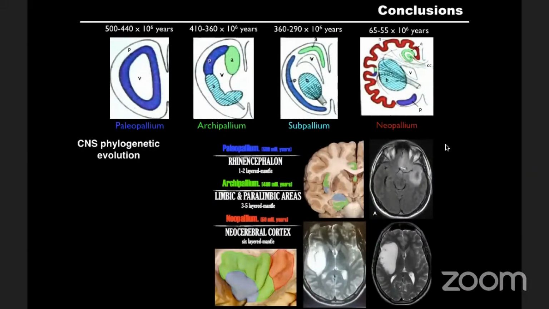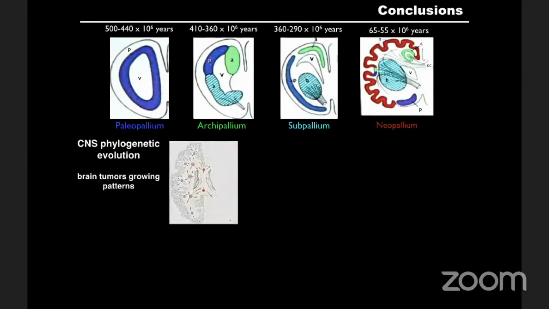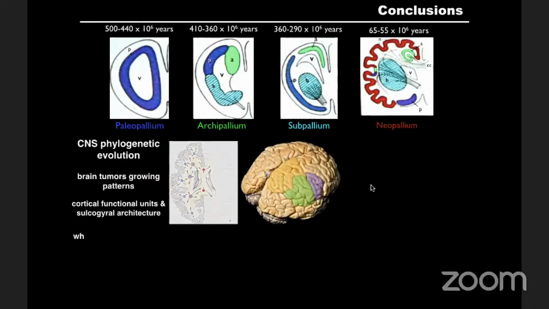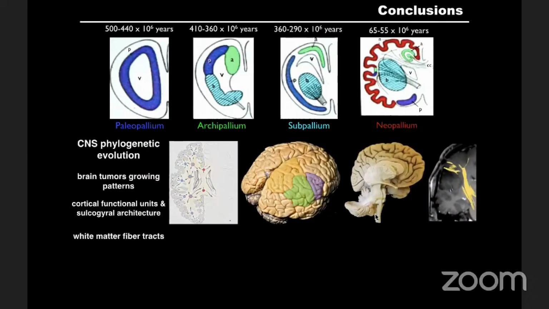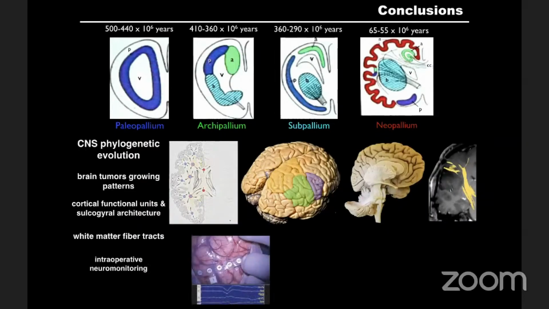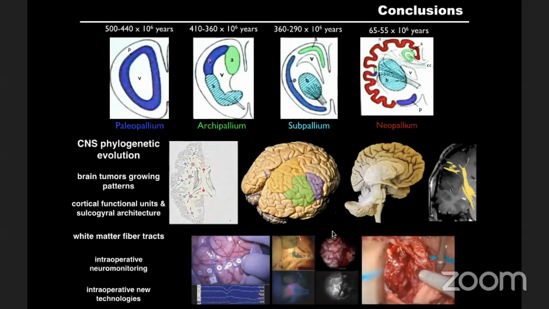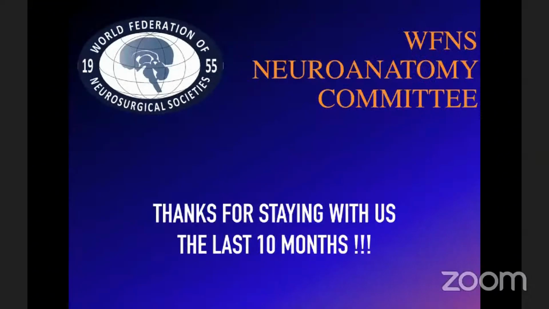So just to conclude, again, and as always, I like to highlight how important it is to understand the phylogenetic, and in this case, the embryological development of the human brain, understanding how the tumors are growing through the vessels and through the white matter fiber tracts, understanding the cortex, sulci, and gyri, doing as many dissections as you can in order to understand these 3D anatomical relationships, and finally trying to take advantage of intraoperative neuromonitoring and new technologies. Thank you very much.